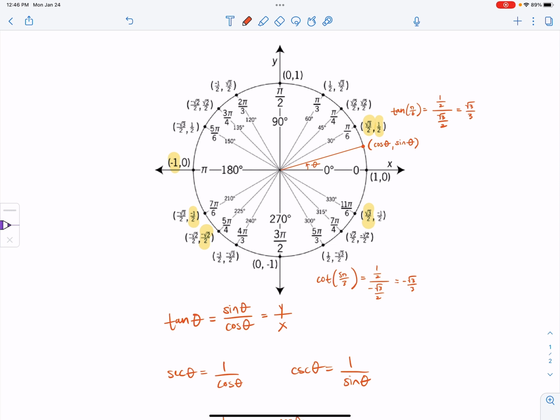Okay, so that's how we can evaluate any of the 6 trig functions for angles that lie on the unit circle, which then we can add on angles by if an angle is coterminal to an angle that lies on the unit circle, meaning it terminates in the same position, then we can evaluate any of the 6 trig functions for that angle.